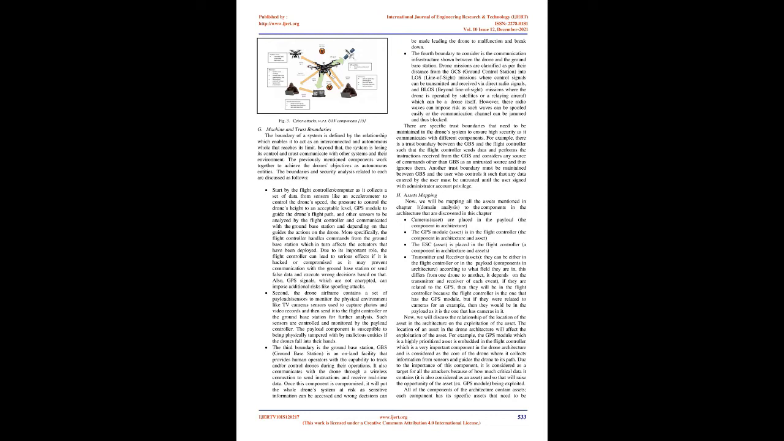There are specific trust boundaries that need to be maintained in the drone system to ensure high security as it communicates with different components. For example, there is a trust boundary between the GBS and the flight controller such that the flight controller sends data and performs the instructions received from the GBS and considers any source of commands other than GBS as an untrusted source and thus ignores them. Another trust boundary must be maintained between GBS and the user who controls it, such that any data entered by the user must be untrusted until the user signs in with administrator account privilege.